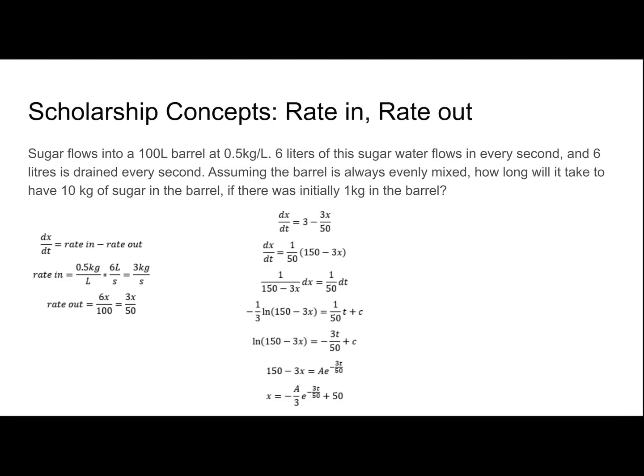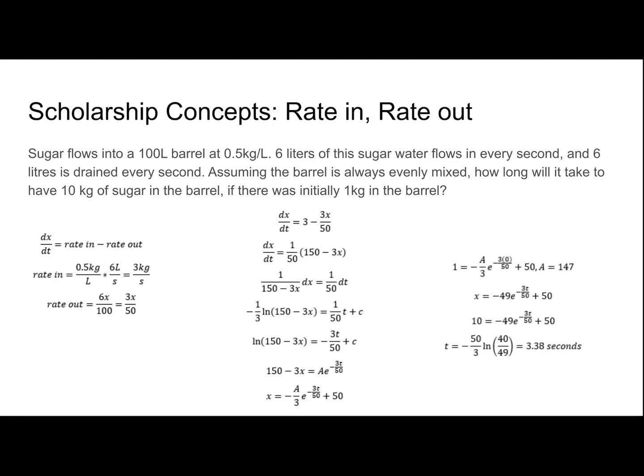In this case, we're going to make x the subject of the equation. First we're going to multiply by -3 on both sides. By doing that, we'll get ln of (150 minus 3x) equals -3t over 50. Take note that I didn't change anything to the c, since like I said before, a constant is still just a constant no matter what you do to it. If I have c and I multiply it by 1000, it's still a constant. And since it's still a constant, we don't have to worry about it until we find what the constant is. So we should get the final result that x equals -A over 3 e to the power of -3t over 50 plus 50. So that's our equation for the amount of sugar in the barrel.